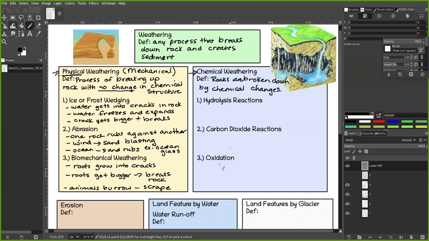Now there are 3 different methods we'll talk about here. Hydrolysis is a reaction with water. So the rocks can have a reaction with water and other compounds, of course. And then once it has this reaction, some of the products are washed away. So you have a smaller rock.